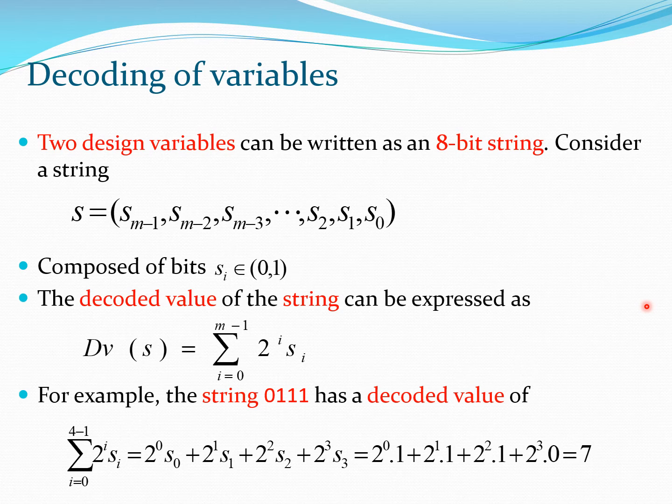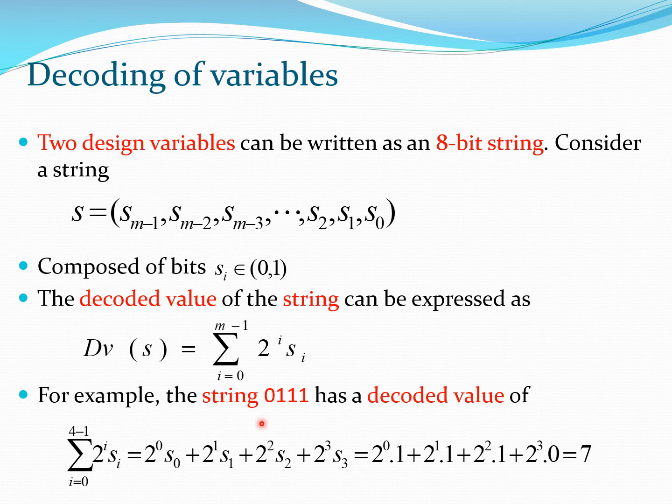Now let us generalize this concept and consider a generic string. So a generic string would have this form. So S equals all these values, and these are all bits, which means they are zeros or ones. And it starts from 0, 1, 2 all the way to m minus 1, where that's the number of bits you are considering totally here. So the decoded value of this string can be expressed by this formula. Decoded value of S is the sum over I from 0 to m minus 1 of 2 to the power I Si.